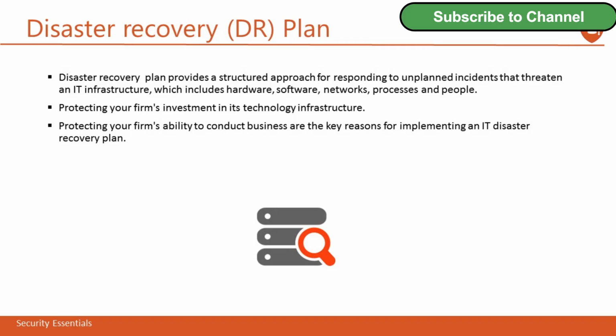Next, we have a disaster recovery plan, or DR plan. A disaster recovery plan provides a structured approach for responding to unplanned incidents that threaten an IT infrastructure, which includes hardware, software, networks, processes, and people. Protecting your firm's ability to conduct business is the key reason for implementing an IT disaster recovery plan. The disaster recovery plan drives what you have to plan for, what kind of plan you have to have for disaster recovery, and how you recover, that sort of thing.